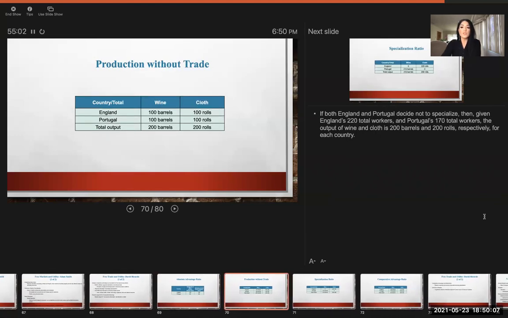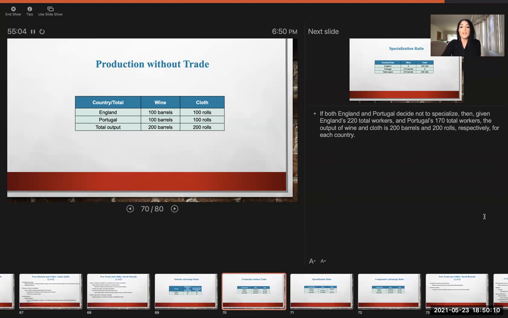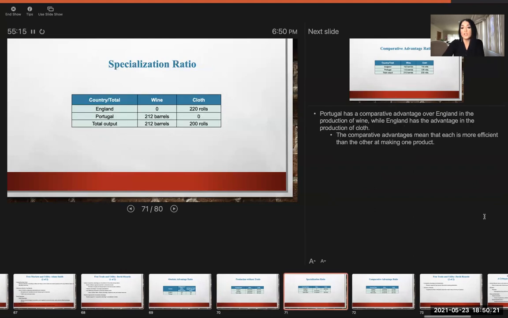Here we have the production without trade. So if both England and Portugal decide not to specialize, then given England's 220 total workers and Portugal's 170 total workers, the output of wine and cloth is 200 barrels and 200 rolls respectively for each country.